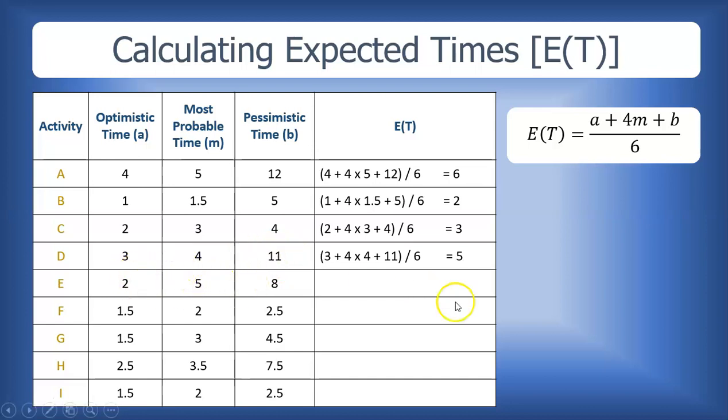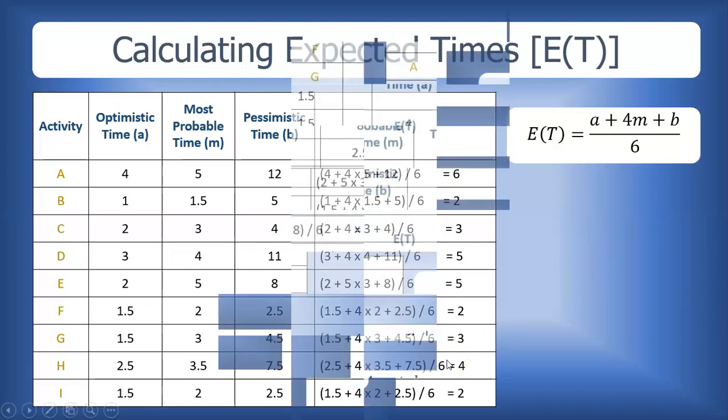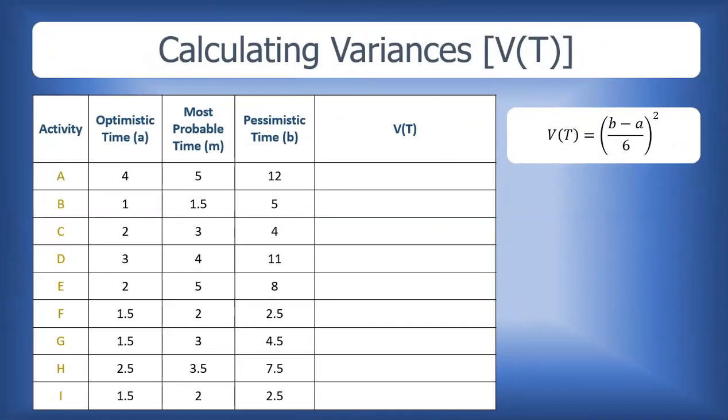Similarly, for E, we will get expected time of 5. For F, we get 2. For G, we get 3. For H, 4. And 2 for I. Alright, so this gives us our expected times for each activity. And we'll now move on to the variances.